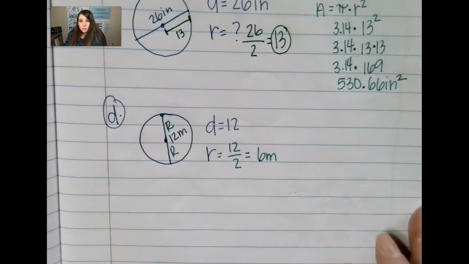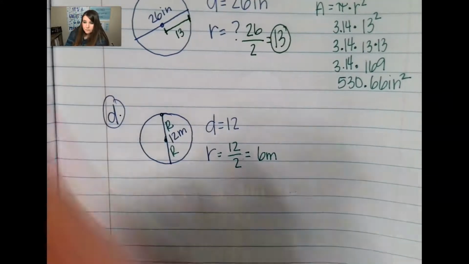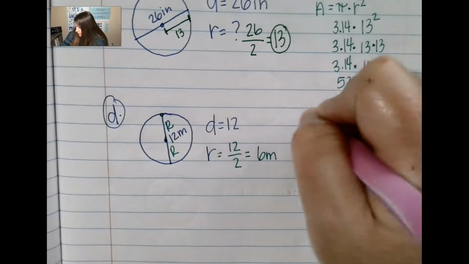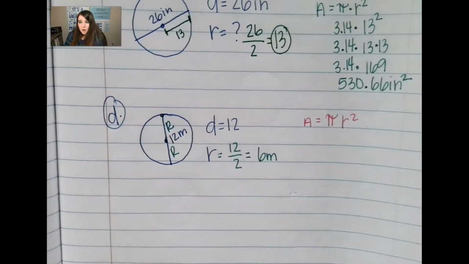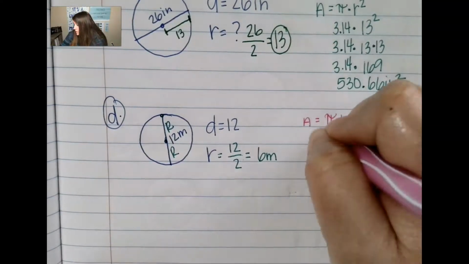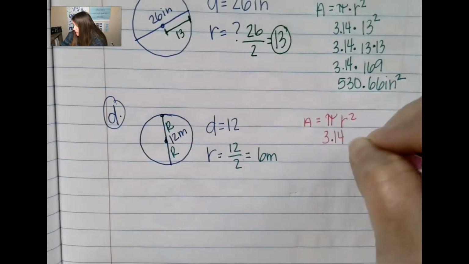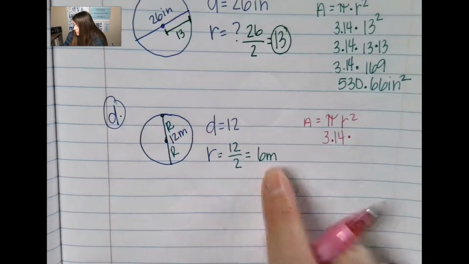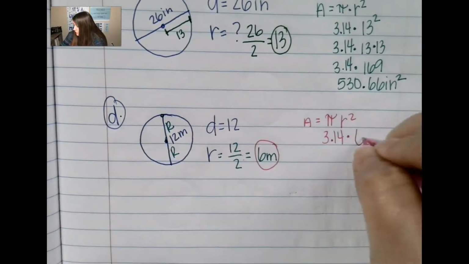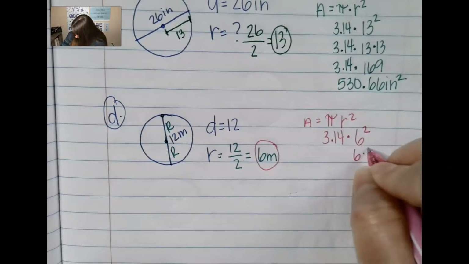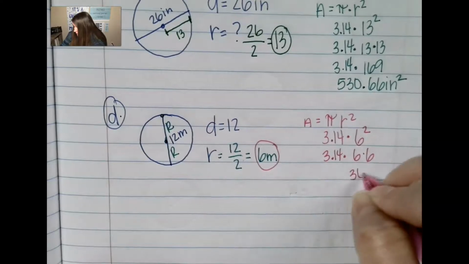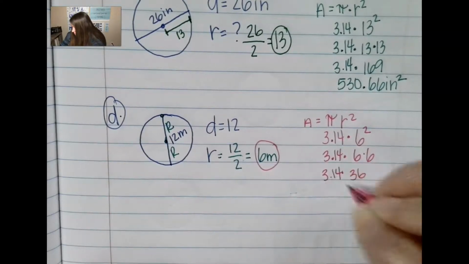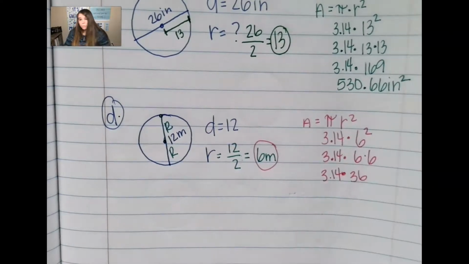So now I'm ready to solve for the area. Area equals pi r squared. And then we're going to take 3.14 in there for pi. And our r is 6, so we're going to square 6. 6 times 6. Well, we know that 6 times 6 is 36. And now we're just going to multiply 3.14 times 36.